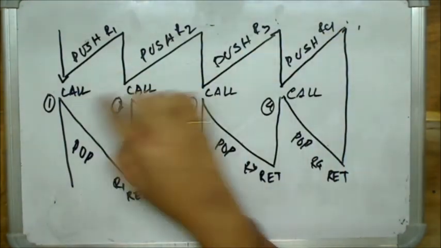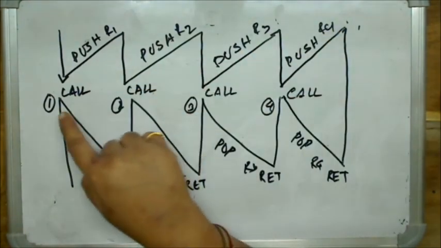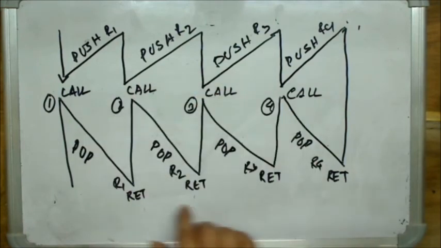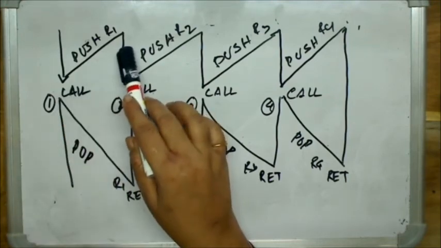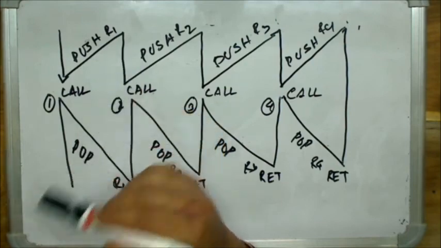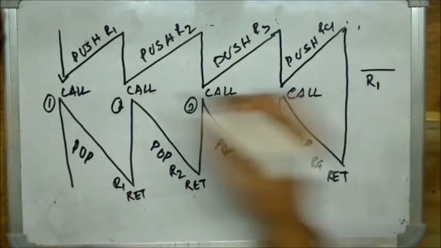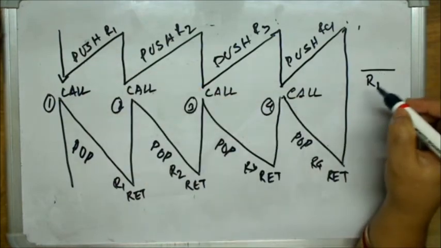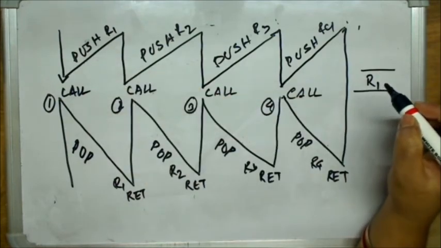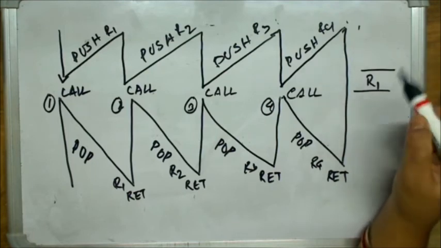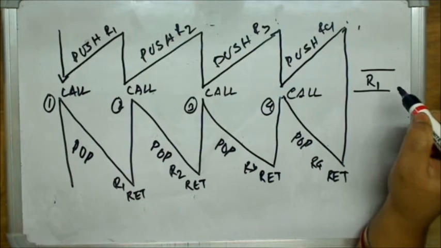So these are the call instructions. I have marked these as 1, 2, 3, 4 calls. Similarly, there are 4 returns. So when we call the first subroutine, the processor stores the return address into the stack. Suppose the return address is R1. Then the processor stores the return address into stack.